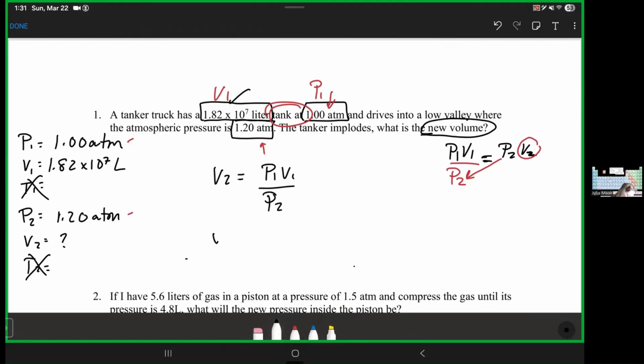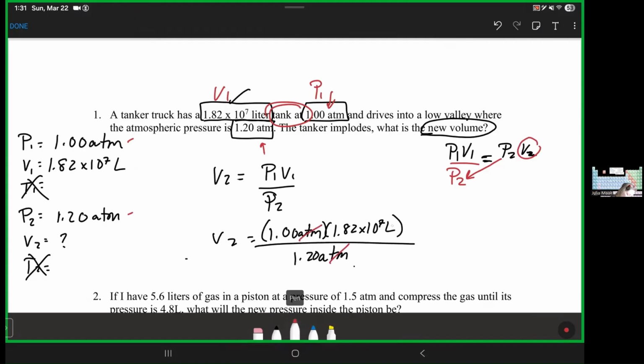So now I just plug my information in there. My V2 is equal to my first pressure times my first volume over my second pressure. You see your atms cancel and you're left with liters, which is what you're looking for. And when I did that math, I got 1.5166 times 10 to the 7 liters.